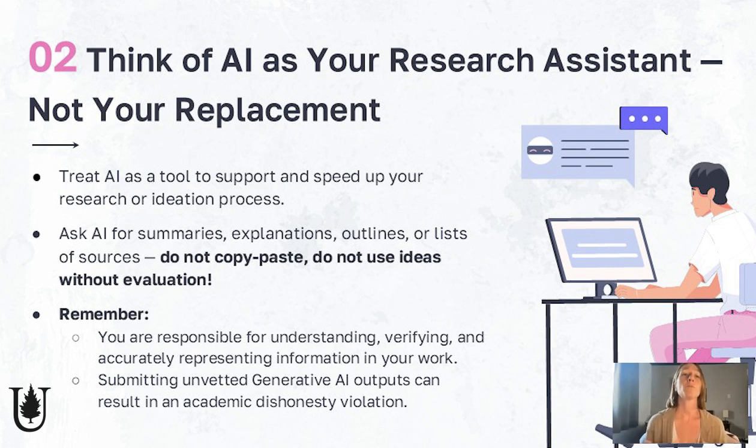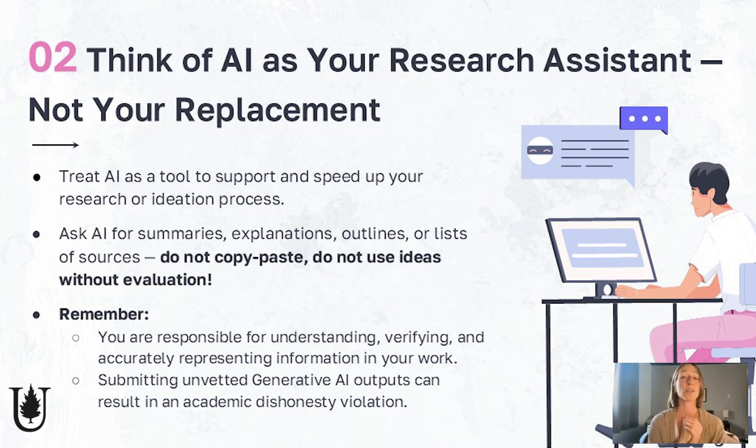So at Unity, we really want you to think of your AI tools as a research assistant, not your replacement. These tools are here to speed up your research or ideation processes. They can help you find summaries, explanations, outlines. They can even help you find lists of sources. But they are not here to write for you. They are not here to do assignments for you. You do not want to copy and paste or share ideas from an AI output without some kind of evaluation, editing, and writing. You're responsible for understanding and verifying, representing the ideas in your work.